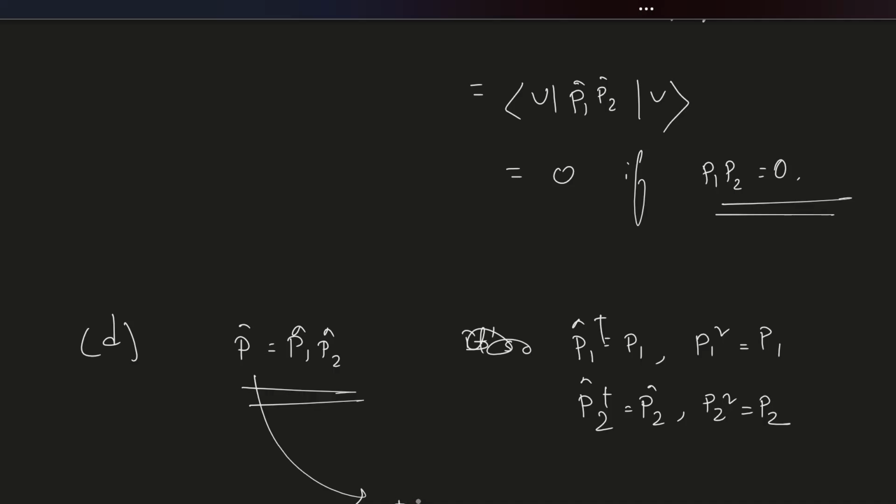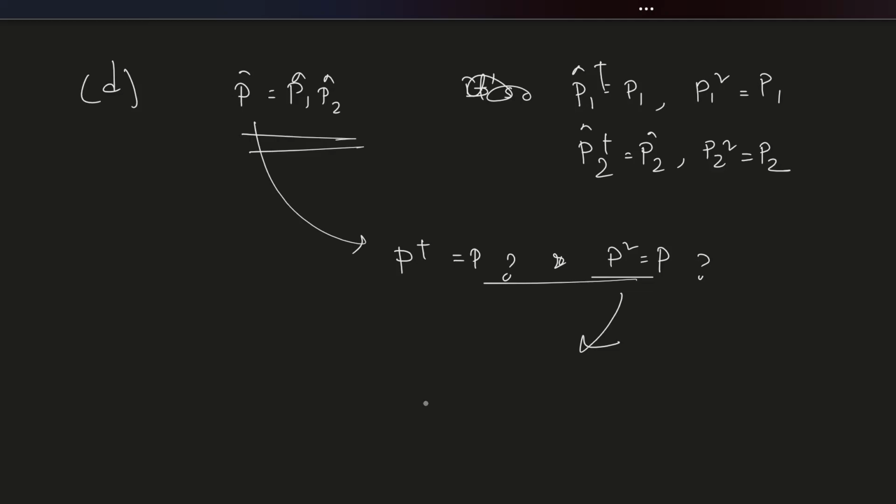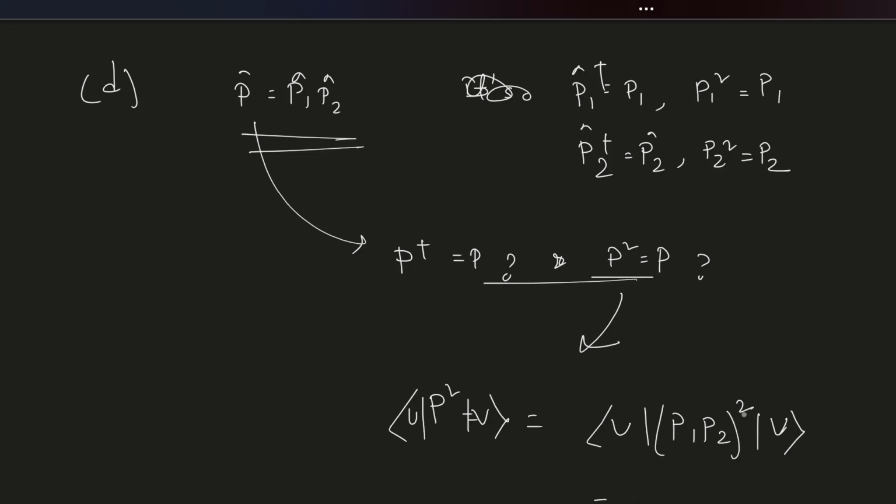Whether P satisfies P dagger equal to P and P squared equal to P, only then can you say that this is a projection operator. So let us start with this: P squared equal to P or not. So P squared acting on U and V equals U, P1 P2, P1 P2, V. So this is basically P1 P2 whole squared.